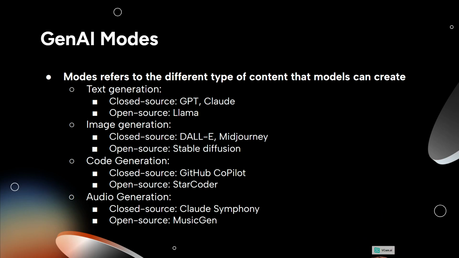Whereas with open source, we do have access to the parameters, to the weights of the model, and we can tweak them, and we can make the model behave in certain ways for our particular use case. But the mode, again, is the output that the model produces.